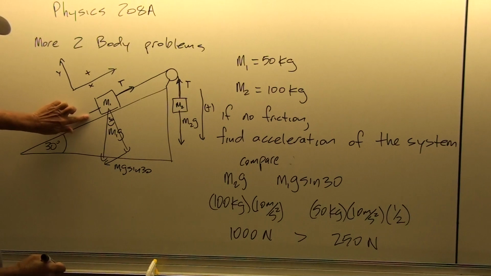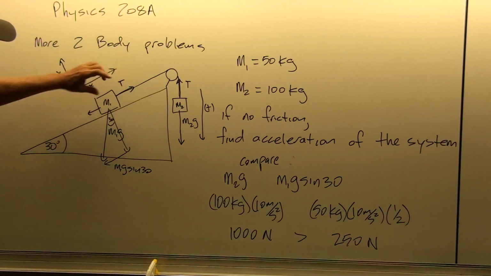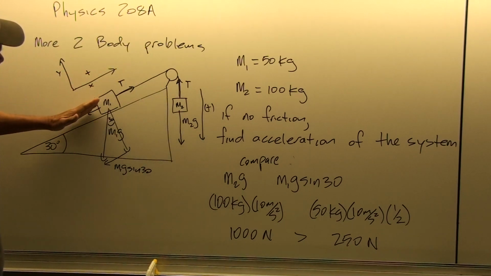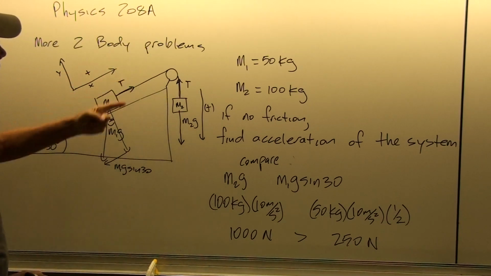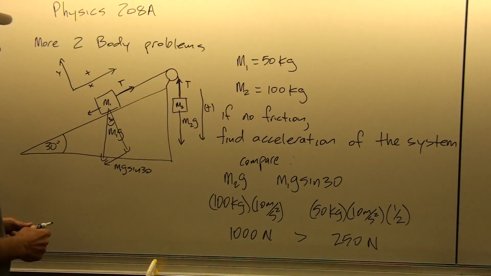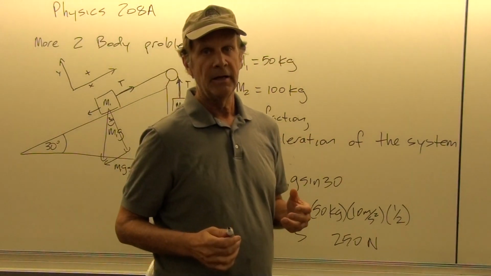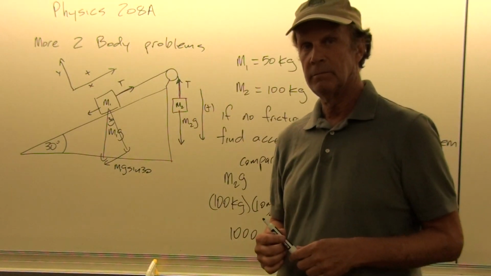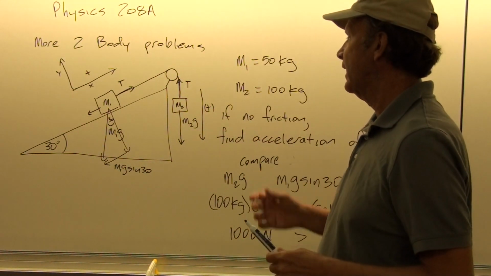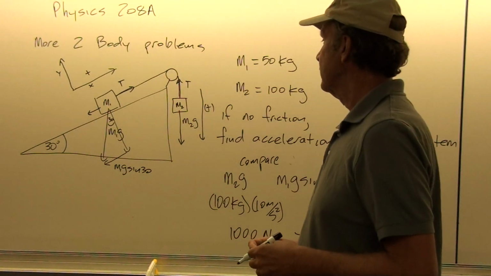But that tension is going to have to be larger here than M1g sine 30. In order for it to accelerate this way, the sum of the forces has to give you a net force that's up the incline. Whereas here, this net force has to give you an acceleration downward. Okay, so you don't have to draw your vectors to scale like that, but it's a really good way to double check that you're doing things right. When you get answers later, you can look and make sure that your answers are reasonable.